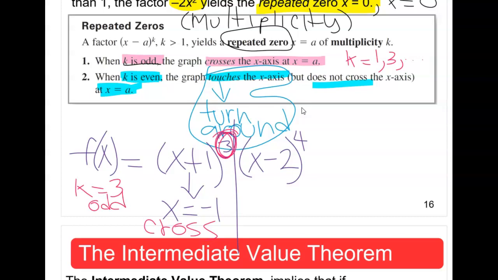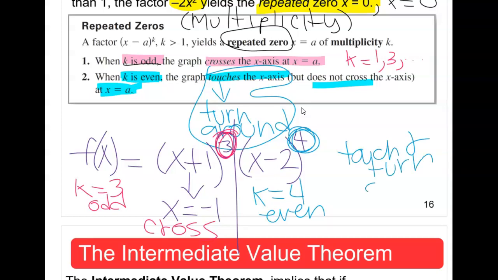And then for the other one, since we have an exponent of 4, that's k equals 4, which is even, then we will have the one that touches it and it turns around, or it bounces. Touch and turn, or bounces back from the x-axis, so it will not go through the x-axis.